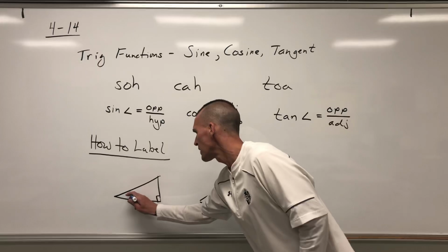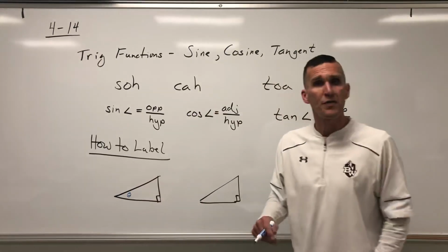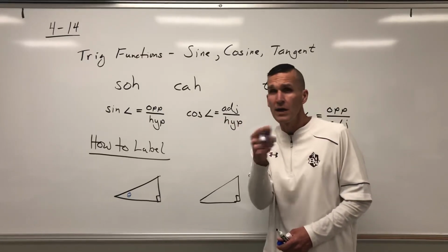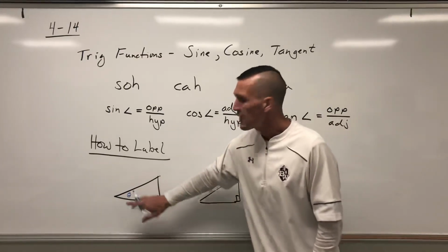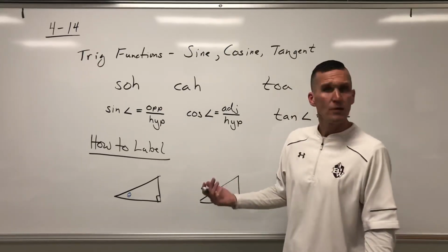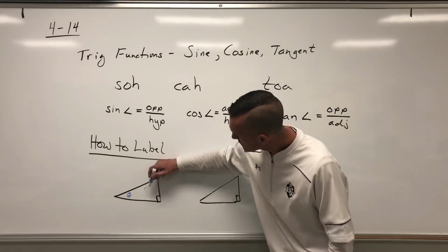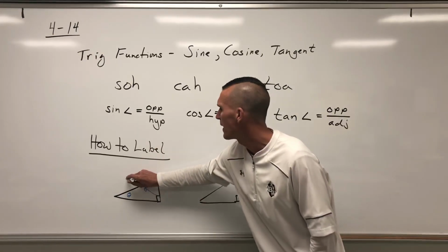So we're going to focus on this being our angle. A lot of times they use a Greek letter theta. It looks like a zero with a line through it. Theta is actually a variable, but it's going to represent our angle. Here's how you label a triangle. Across from the 90 degrees is called the hypotenuse.